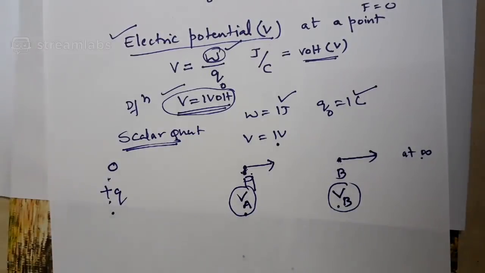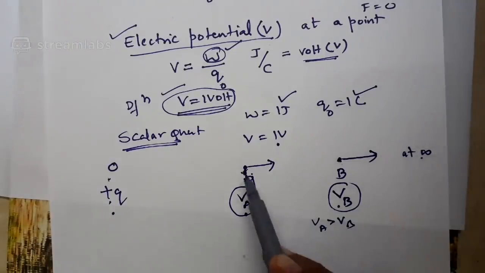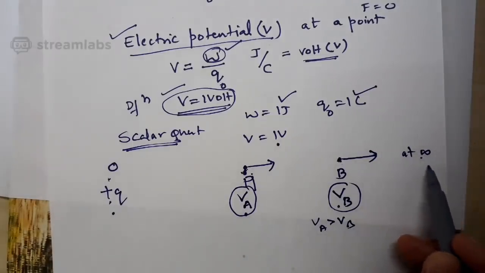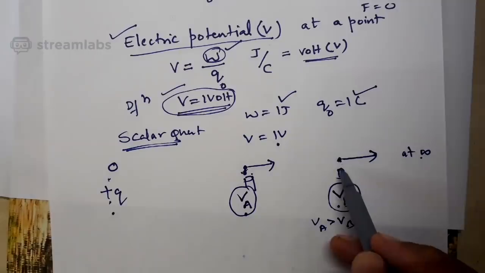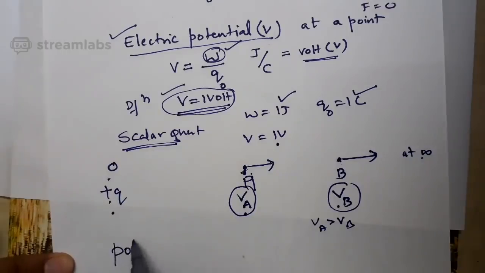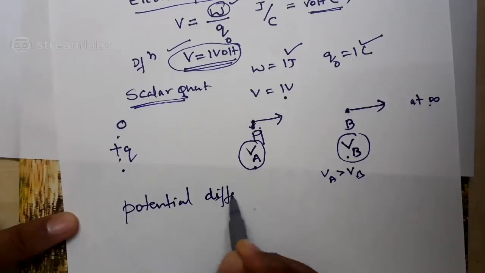And if you use a little bit of common sense in this discussion, it is clear that VA should be greater than VB. Because you're doing more work in bringing a unit positive charge from infinity to a point A against the electric field of plus Q charge compared to the work done in moving a unit positive charge from infinity to a point B against the electric field of plus Q charge. That means there is a potential difference between the 2 points. That is my point of discussion at present: potential difference between the 2 points.